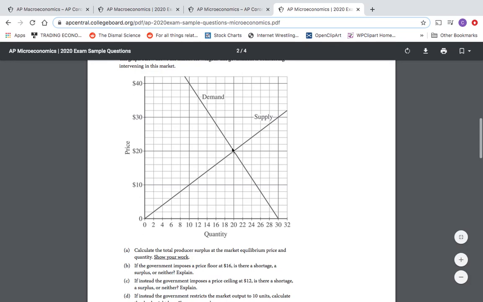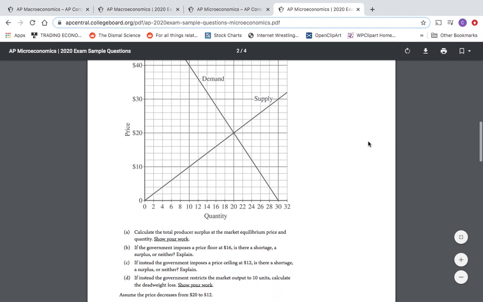Good. So half times base times height, that's a triangle, right? Not even an economics thing. It's just basic life formula right there. Half times base times height for triangles.